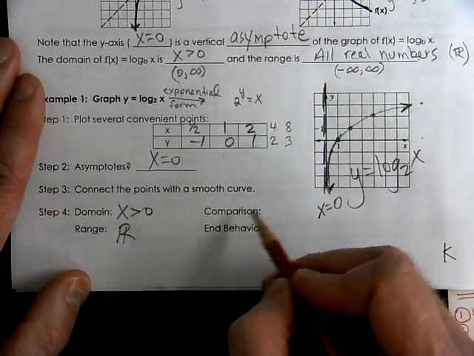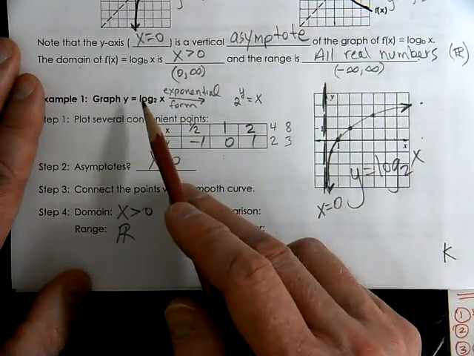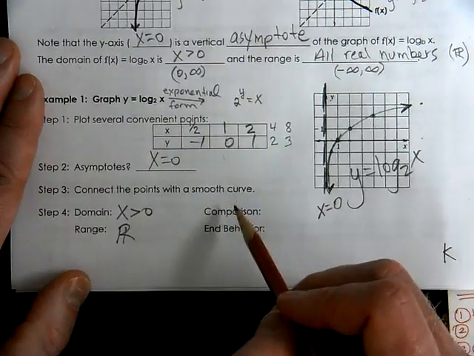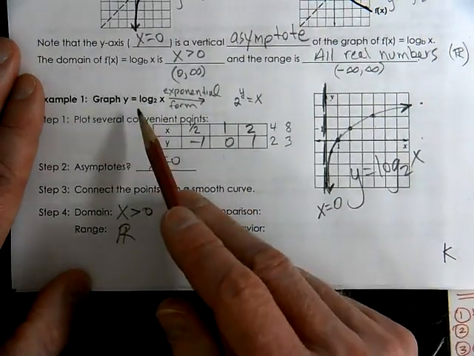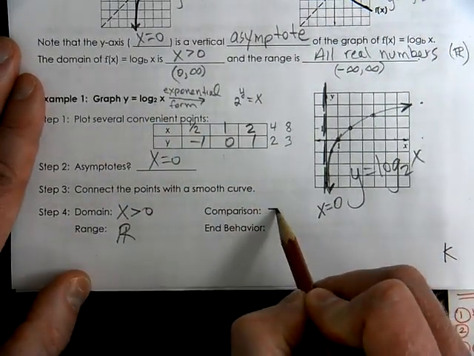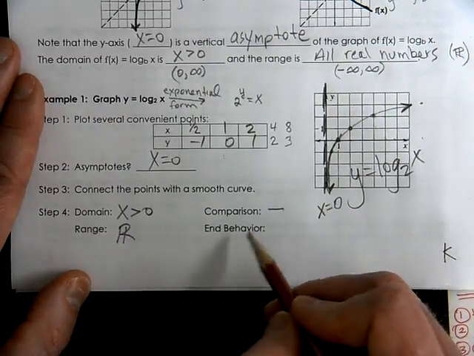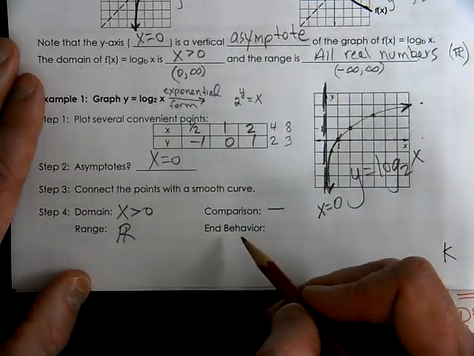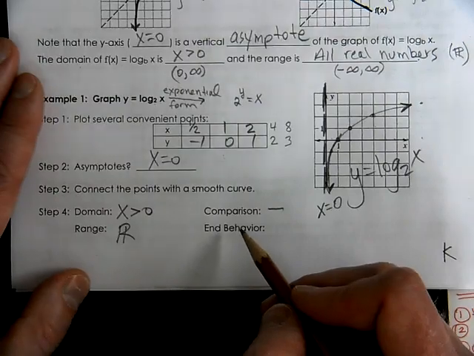There is no comparison. This is as basic as logarithm base 2 can get. So this is a parent function. So nothing else to say there. End behavior. Now listen to this. This is kind of weird.